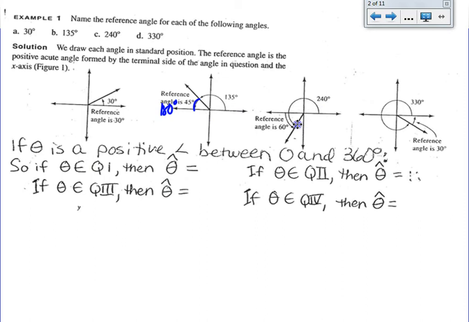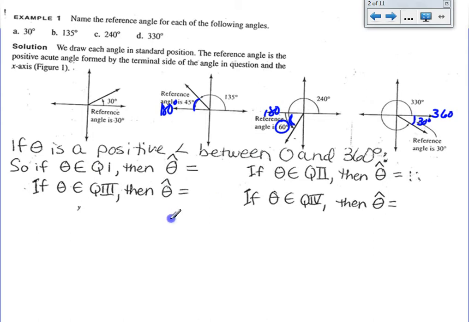240 extends 60 degrees beyond the 180, so its reference angle is 60 degrees. And then 330 is almost all the way around. Remember, this is 360 when you do a full rotation, so its reference angle is 30 degrees.